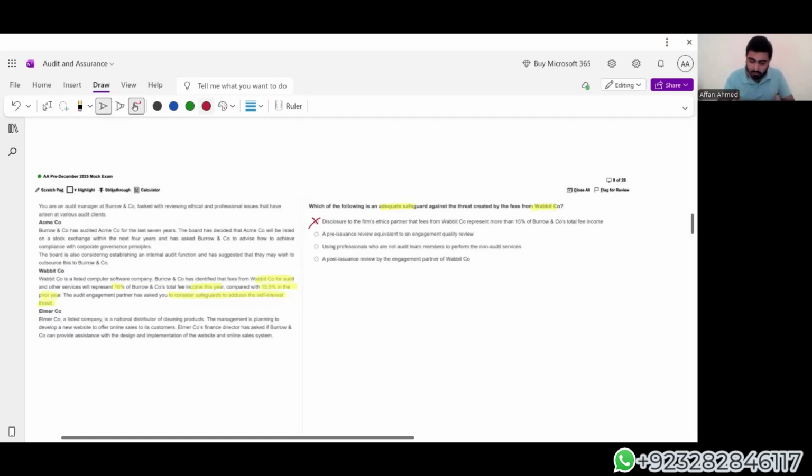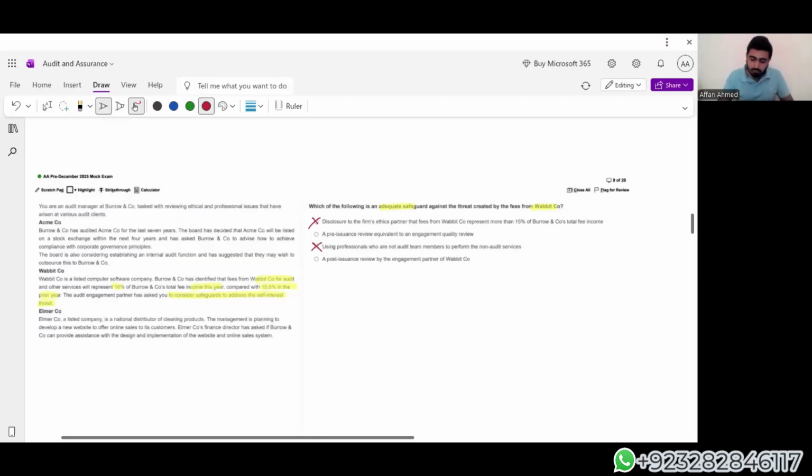Using professionals who are not audit team members to perform non-audit service. So if we are using another team in the audit firm to perform the particular task in the client company, the fee is still coming to the same firm, so the self-interest threat will be there. So this is not an elimination of the self-interest threat.